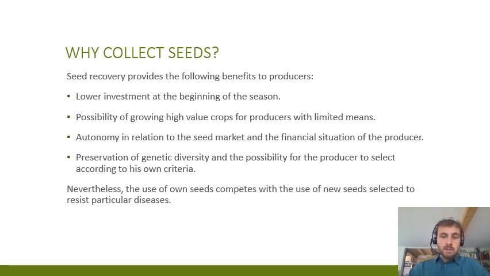But of course, it also has some disadvantage because if you collect your own seed, you cannot buy modern seed that resist to different disease or pests. So yeah, that of course is not possible.